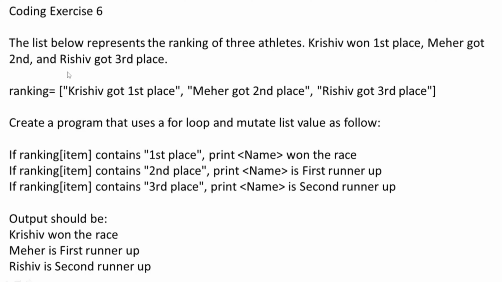Coding exercise 6. We have a list ranking having values Krishiv got first place, Meher got second place, and Rishiv got third place. We need to create a program that uses a for loop in order to read each and every value in that. And if it finds first place, we need to replace it with the name of that person and won the race. Similarly, if it finds second place, we need to replace it with the name and runner up, and if it is third place, it will be replaced with the name is second runner up. So the output should be Krishiv won the race, Meher is first runner up, and Rishiv is second runner up. Let's see who can do this.